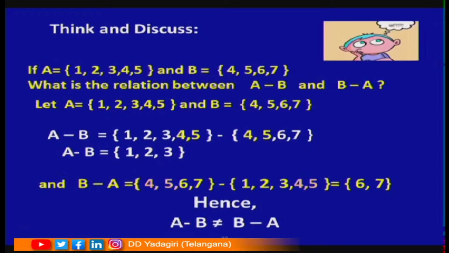Think and discuss. If A is the set {1, 2, 3, 4, 5} and B is the set {4, 5, 6, 7}, what is the relation between A minus B and B minus A? A minus B is equal to {1, 2, 3} and B minus A is equal to {6, 7}. Hence A minus B is not equal to B minus A.